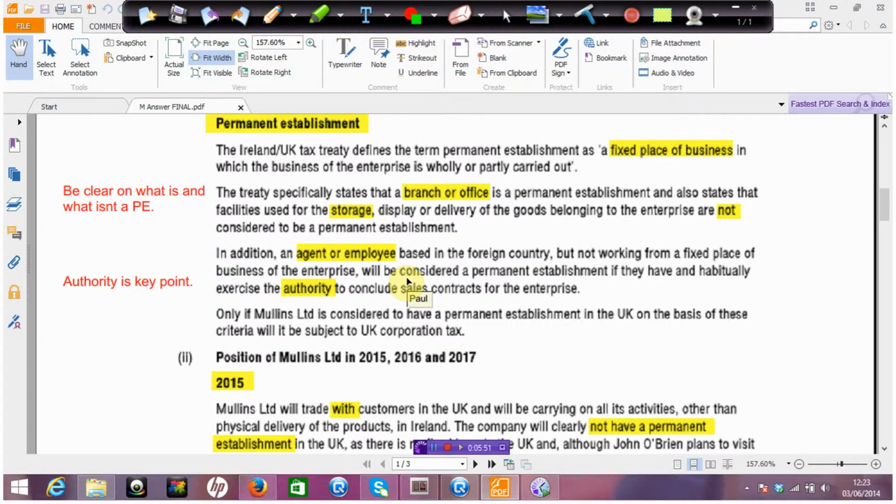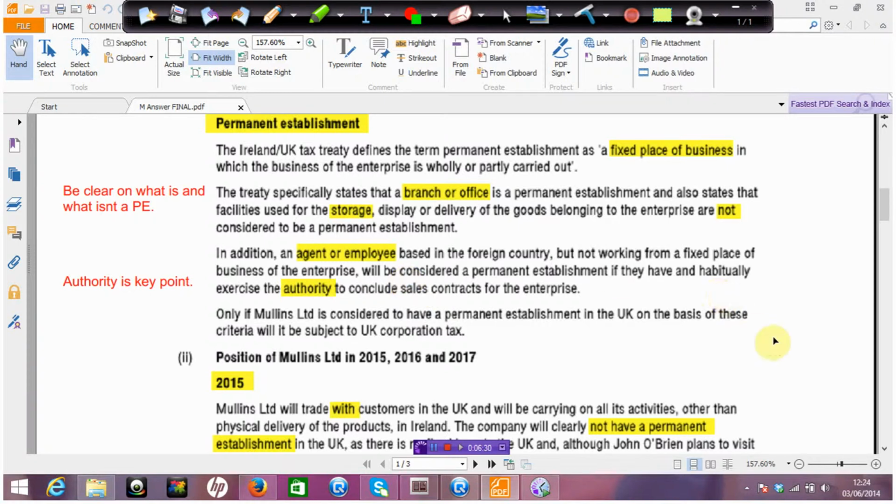And in the middle you've got degrees of it, and one of those areas where the degrees are relevant is an agent or employee based in a foreign country, and whether or not that individual has authority to act on the company's behalf and to bind them and to conclude sales contracts. So if that employee or agent doesn't have authority, then as far as the legislation is concerned, the entity doesn't have a PE. But if the individual does have authority to bind and to conclude contracts, then that in effect is a PE. So just watch out for that.